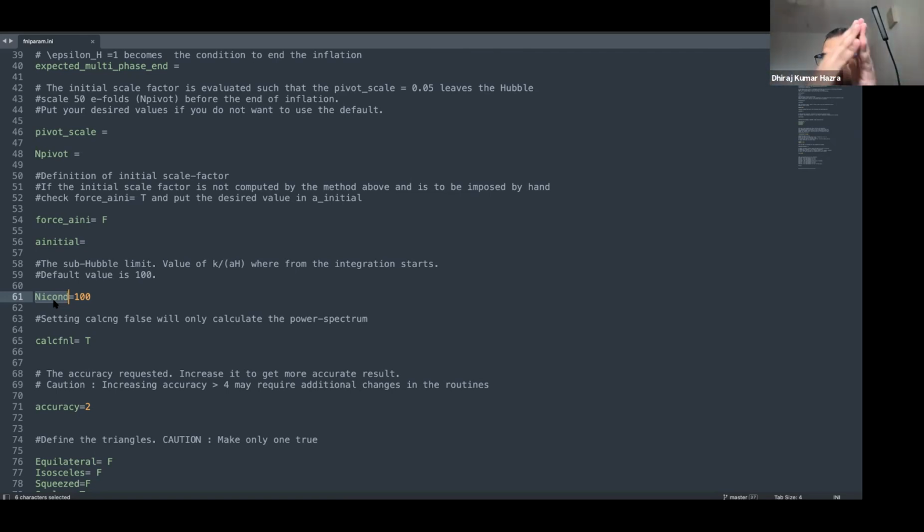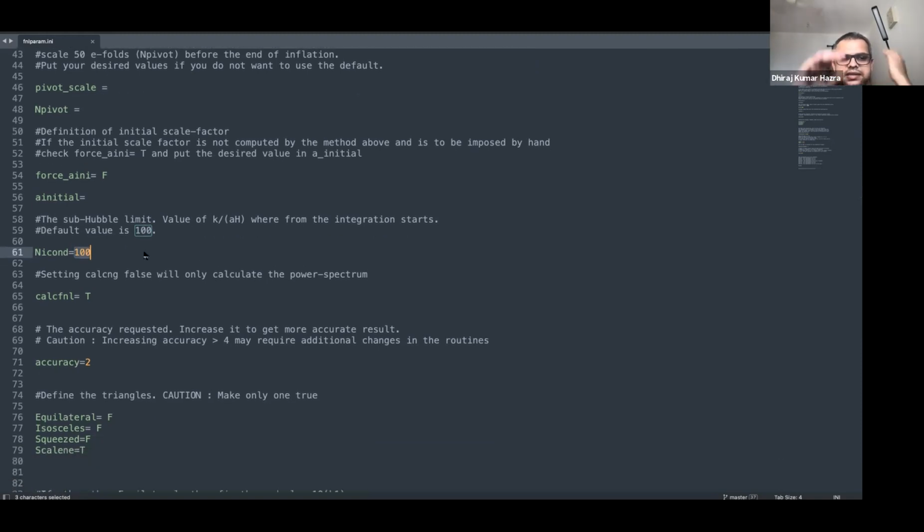The super-Hubble condition is where the curvature perturbation freezes. So in those cases, we do not have to integrate up to the end of inflation. We just calculate at a super-Hubble scale. The initial conditions are given at N_IC, where k by aH is equal to 100. You can change it. If there is strong sub-Hubble evolution, you can even make it earlier, like 200 or something like that. And super-Hubble initial conditions are written like k by aH equal to 10 to the power minus 5.